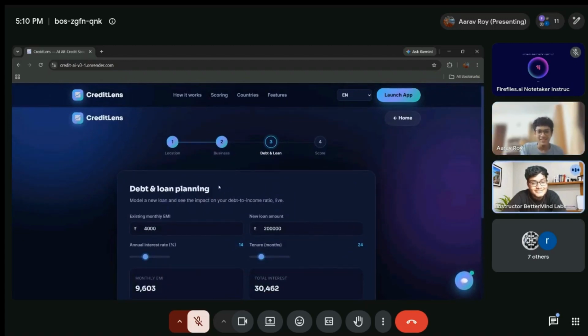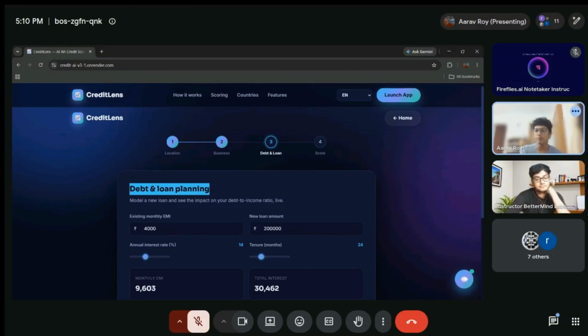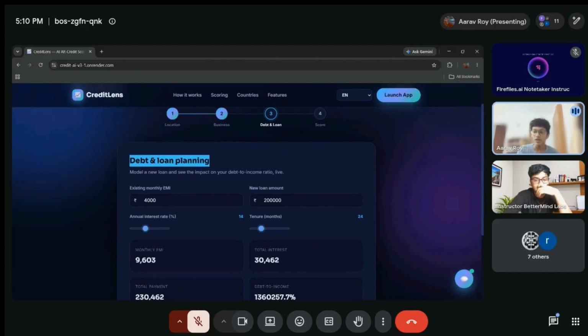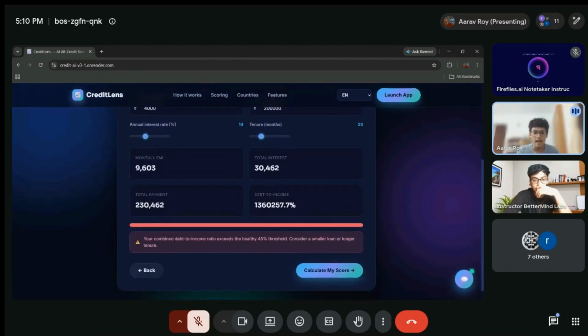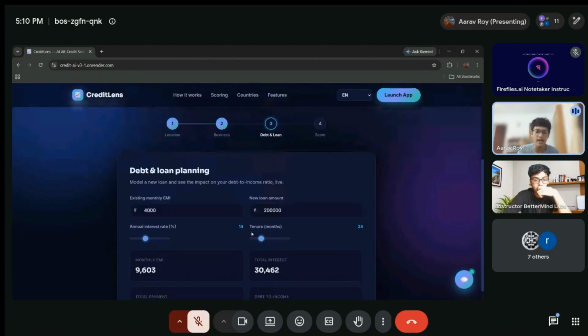All right. The next step is the debt and loan planning. Here we have a built-in EMI calculator. As I enter a new loan amount, the interest rate and the tenure, it live computes the monthly EMI, the total interest, and critically the debt to income ratio, with a warning if it crosses the healthy 45% threshold. We have a limit set at 45% because under that is the healthy ratio.